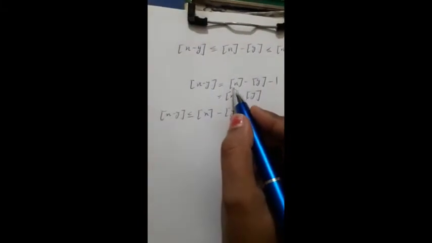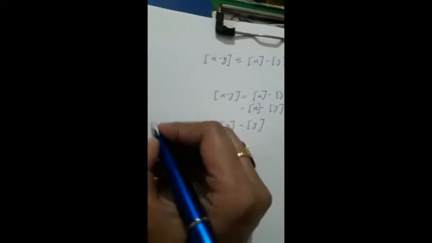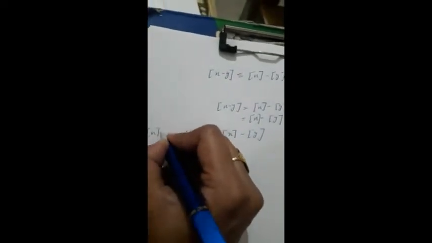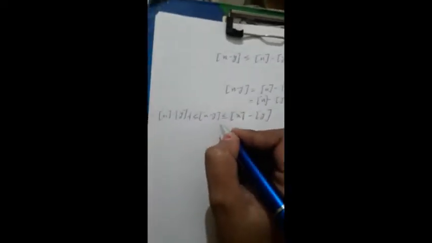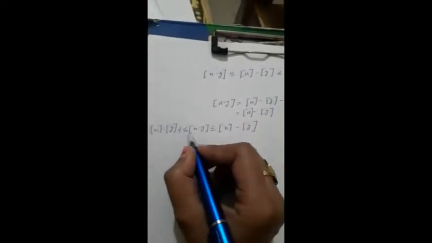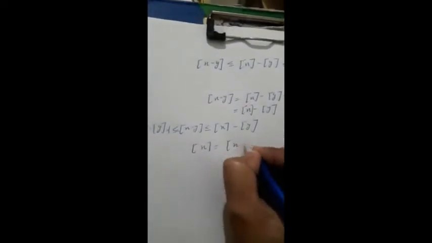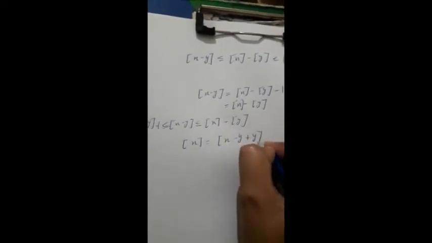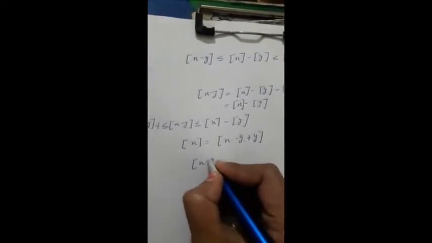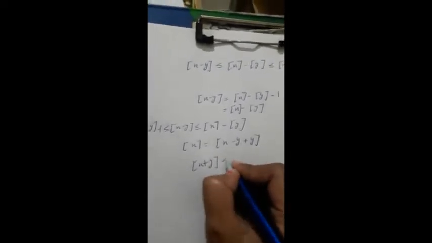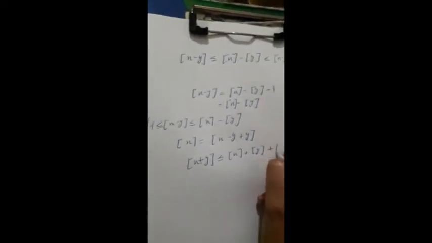Also, the lesser one is greatest integer x minus greatest integer y minus 1. Therefore, it is greater than or equal to greatest integer x minus greatest integer y minus 1. Also, we can prove this condition in a way. Greatest integer of x can be written as greatest integer of x minus y plus y. Now, we have proved that greatest integer of x plus y is less than or equal to greatest integer x plus greatest integer y plus 1.